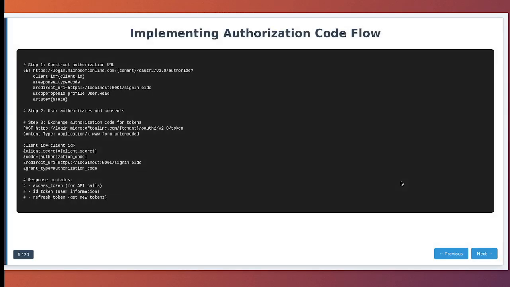Implementing authorization code flow. Let me show you exactly how to implement the authorization code flow, which is the most common scenario for web applications. I will break down each step with the actual URLs and parameters you need. Step 1 is constructing the authorization URL. Look at the URL structure carefully.